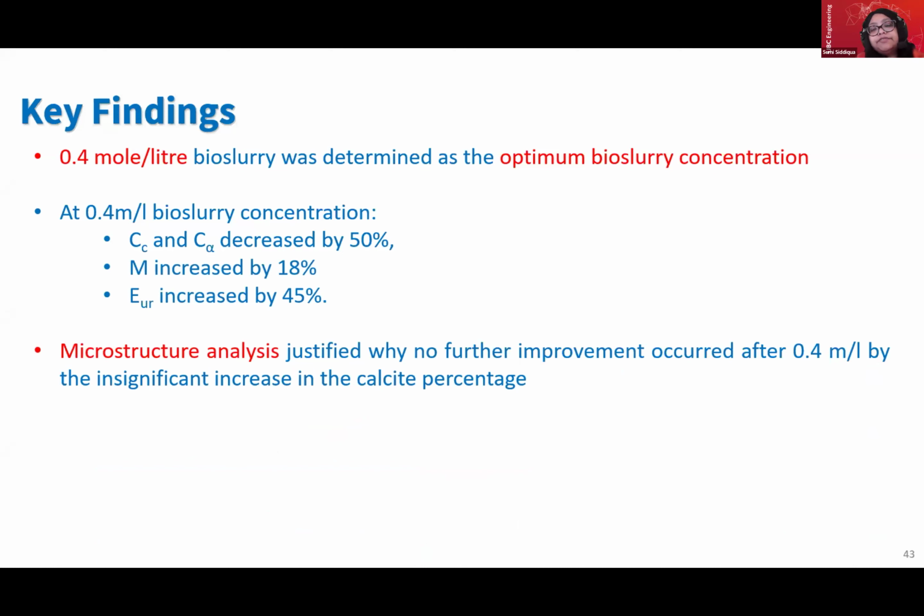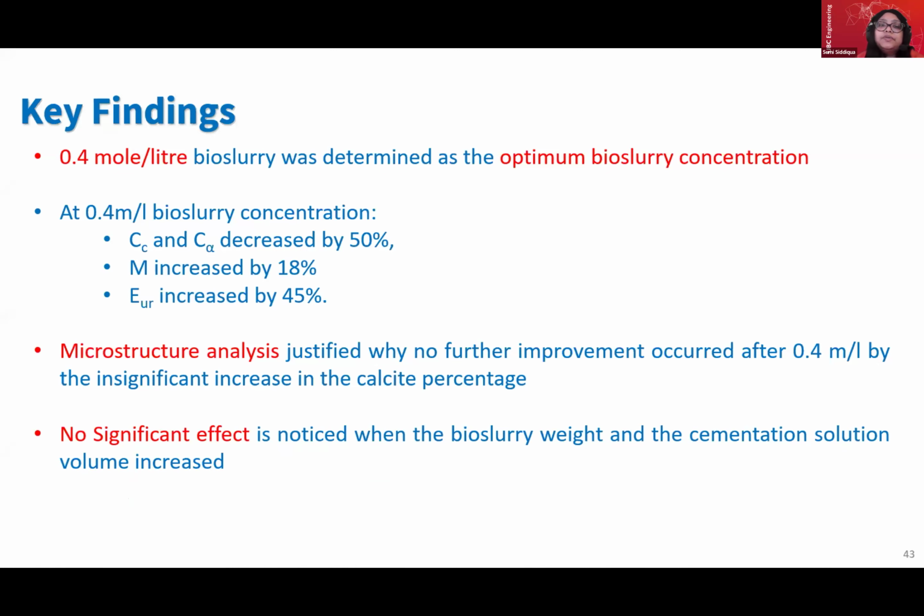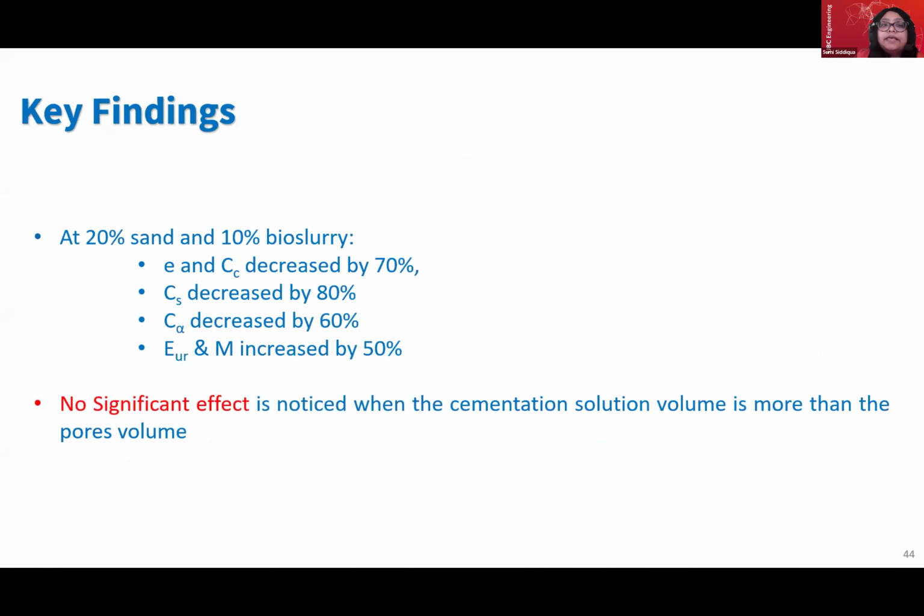Microstructural analysis justified why no further improvement occurred after 0.4 mole per liter, because we saw there are no changes happening at the microstructural level in the calcite percentage after 0.4. So that kind of justified the relationship that we have seen for the compression index data and the stiffness data. And no significant effect is noticed when bioslurry weight and the cementation solution volume increased.